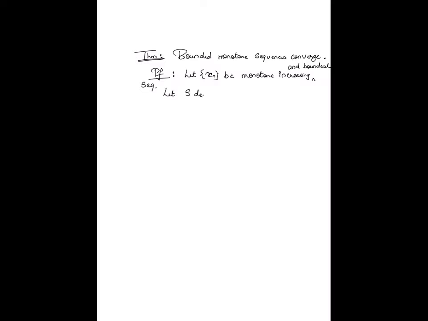Let S denote the set of values taken by the sequence. Now this S is clearly bounded from above because the sequence is bounded. Think about this: S is the set of all values taken by the sequence. The fact that the sequence is bounded implies that the set S is bounded. In particular, S is bounded from above. It follows from the least upper bound property of the reals that if you look at the sup of S, this is in fact a real number.